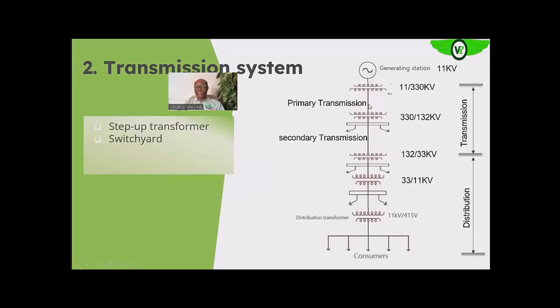Remember, we said we must have a means of switching from the generation station to the transformer, and also from the transformer to the transmission lines. That helps to switch the 11 kV. They are within the plant. Then after the generation station, we'll be looking at very high voltage, 330 kV.